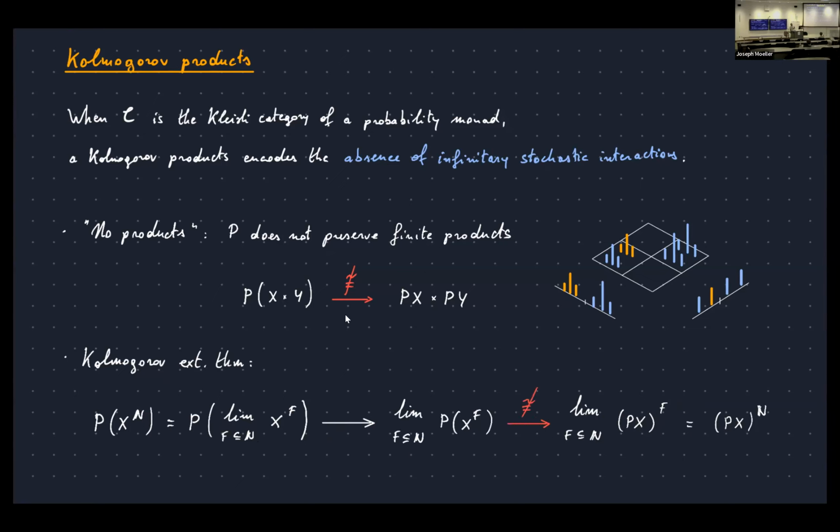Now we know that the second arrow is not an isomorphism, because this is the limit of arrows like forming probabilities of finite factors, so products of probabilities. Since there's correlation, this is not an isomorphism. However, the Kolmogorov extension theorem is saying exactly that the first one is an isomorphism. P preserves those cofilter limits. So in some sense, it's true that stuff interacts finitarily, but not infinitarily.